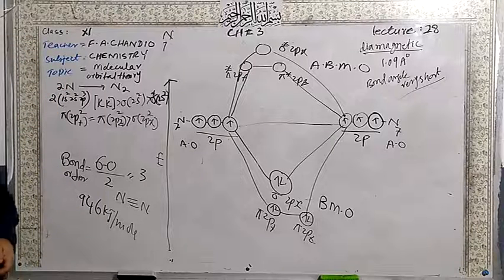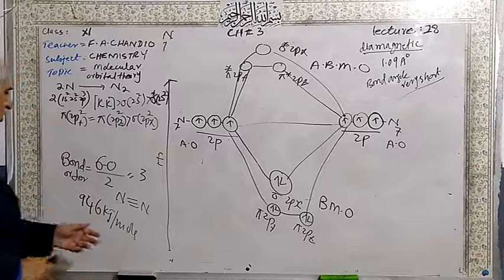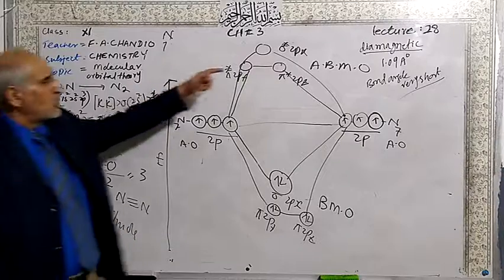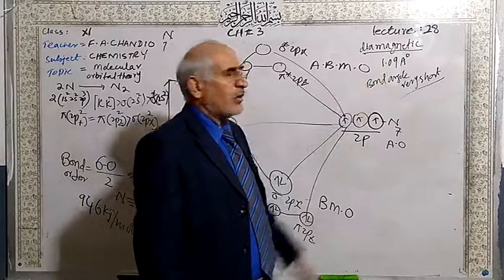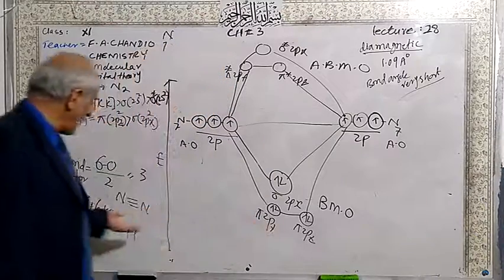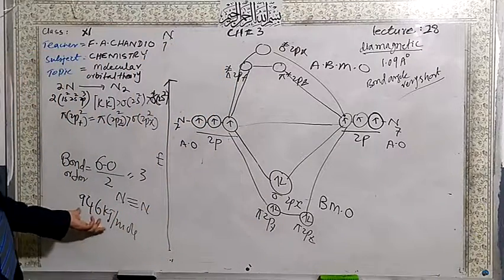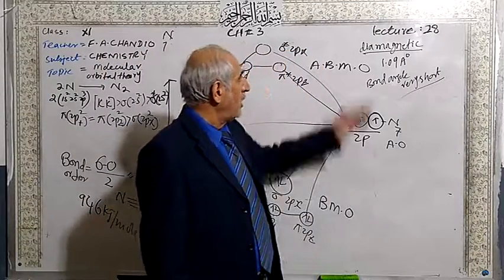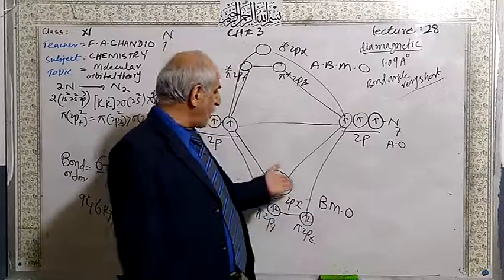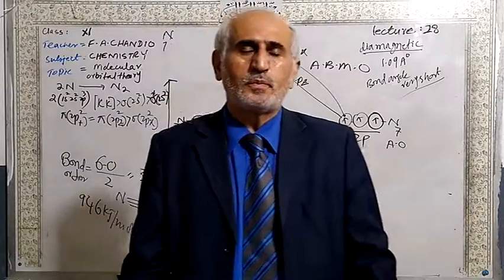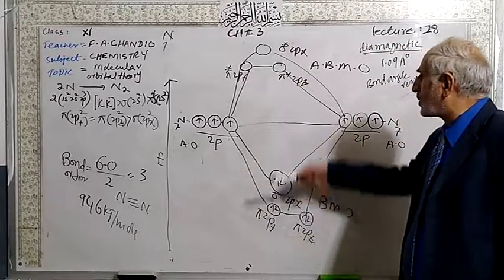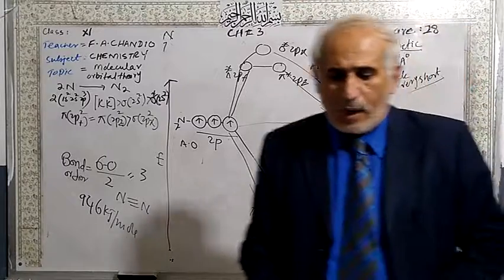One is a sigma bond and 2 are pi bonds, strong bonds. There are 3 bonds here. So a very strong bond, the amount of energy required is 946 kilojoules per mole. That's why it has a distance of 1.09 angstrom. The stronger the bond, the more multiple bonds, the energy will be more, and the shorter will be the bond length. And it is diamagnetic because all pi 4 electrons and px 2 electrons, no electrons are present in the anti-bonding.